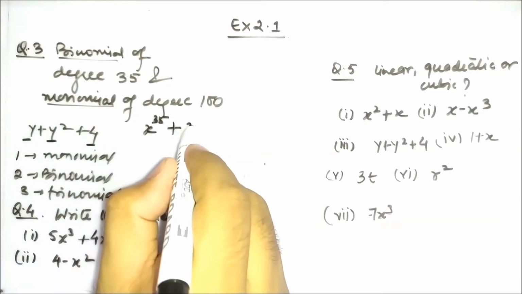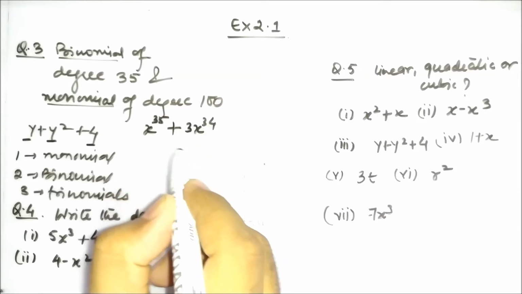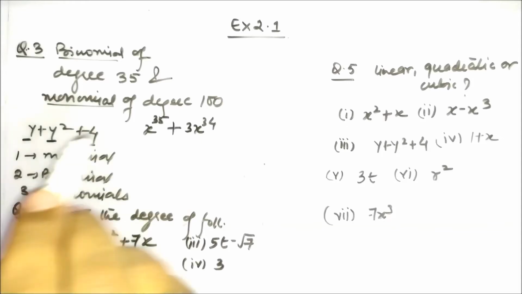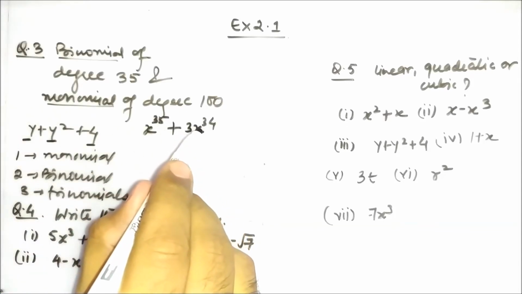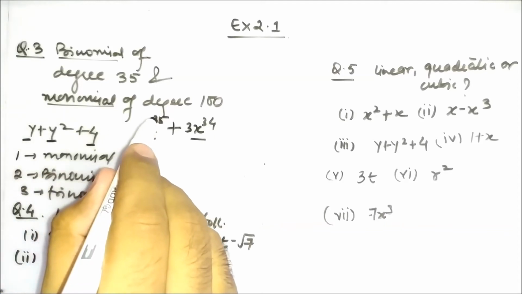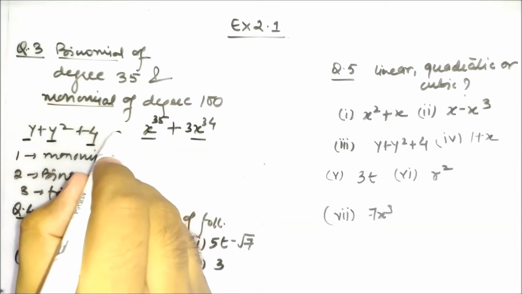You can also take x power 34, no problem. There are infinite examples, but the highest power should be 35. Okay. Here 34 came, no problem with that. We just have to write two terms where the variable should have a highest power of 35. So this is an example.